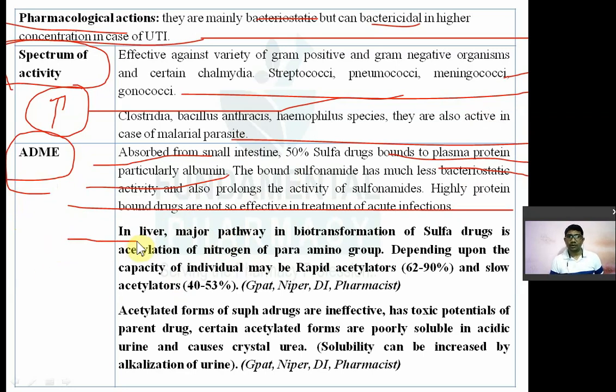Liver, they are metabolized. Okay, so what is the major pathway for metabolism of the sulfur drug? It is biotransformation. Okay, acetylation reaction. So sulfur drugs are metabolized by acetylation reaction, which is a phase 2 reaction.